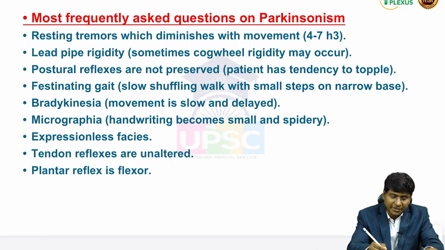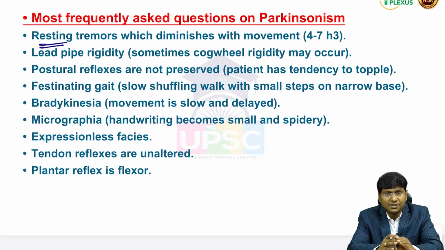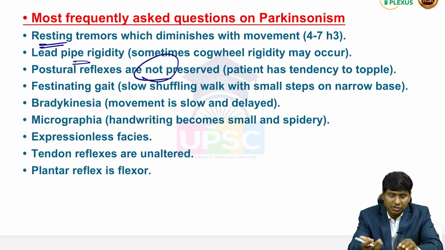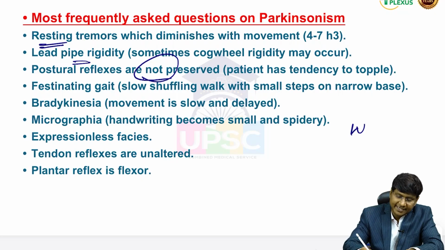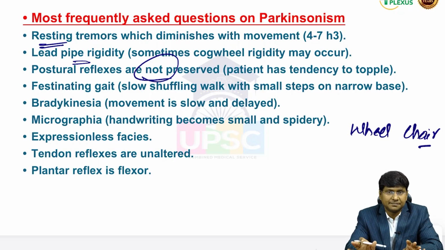So some of the most frequently asked questions in Parkinsonism: the tremors are resting tremors. Rigidity is cogwheel rigidity in the upper limbs and lead pipe rigidity in the lower limbs. And the postural reflexes are not preserved because of the autonomic instability. At one point of time, they are completely confined to a wheelchair. Once they are completely confined to a wheelchair, that is called the wheelchair sign of Quinn.